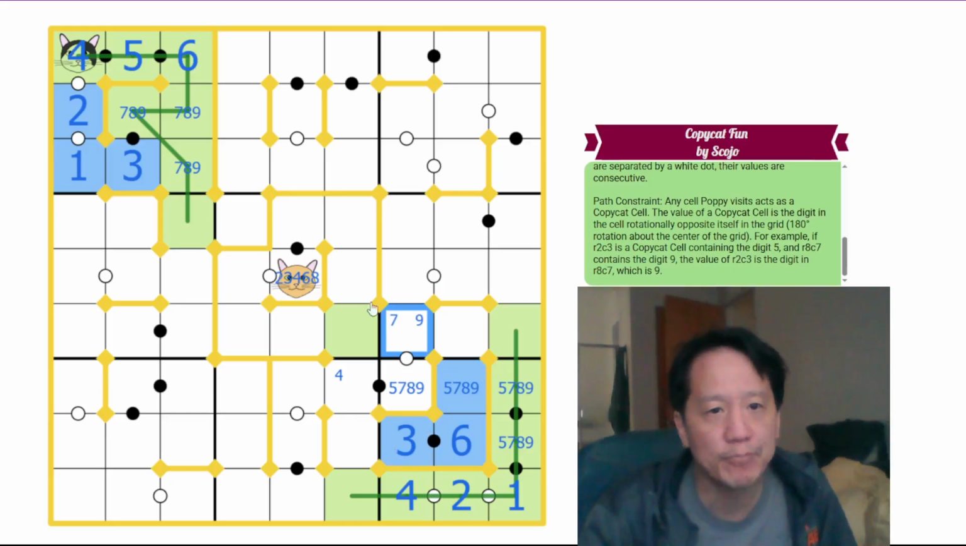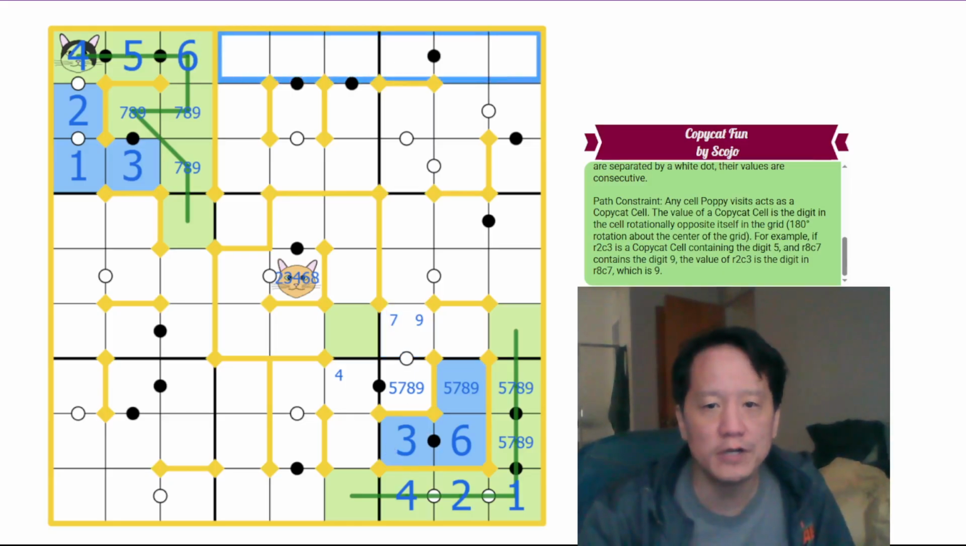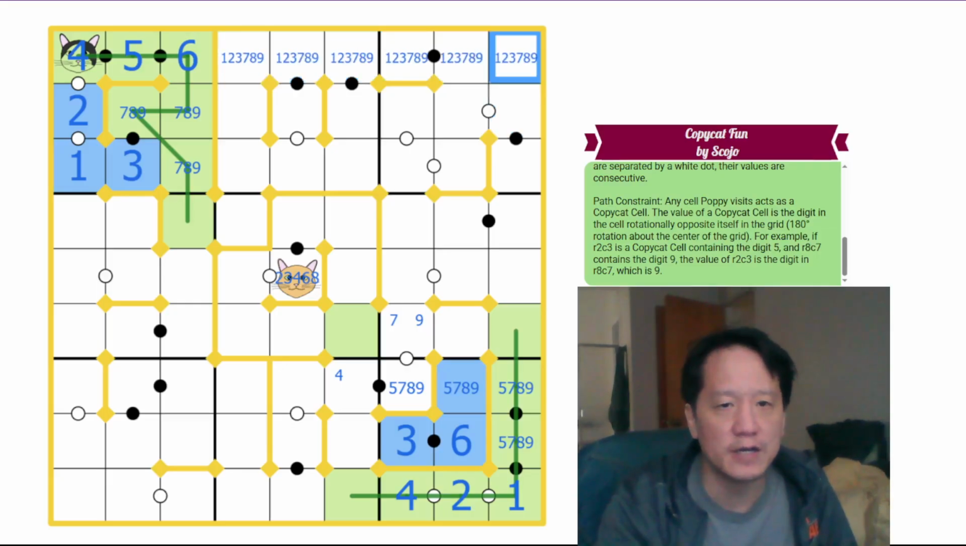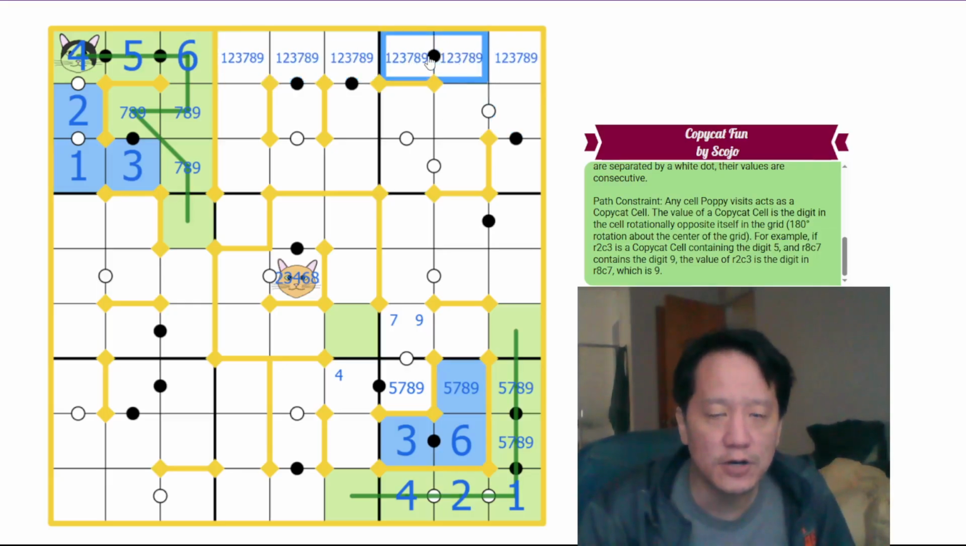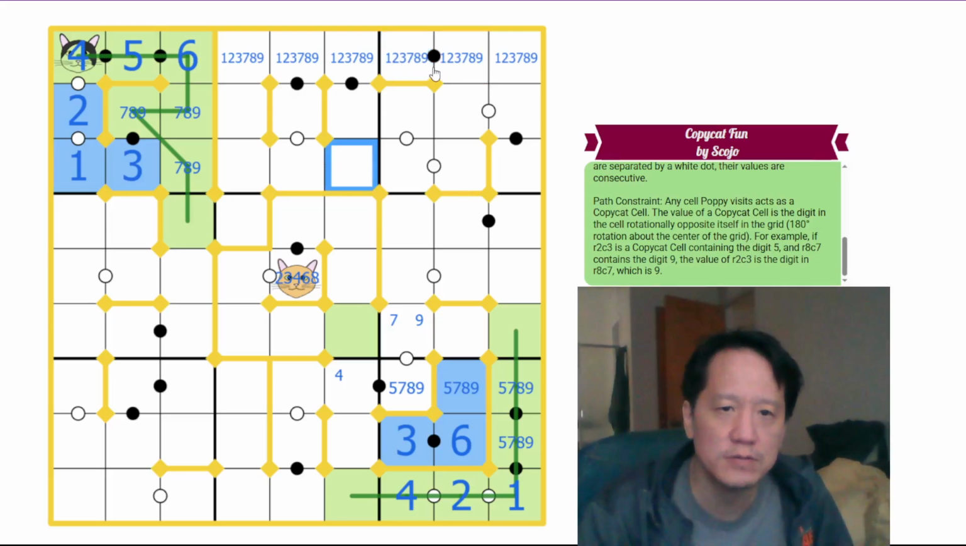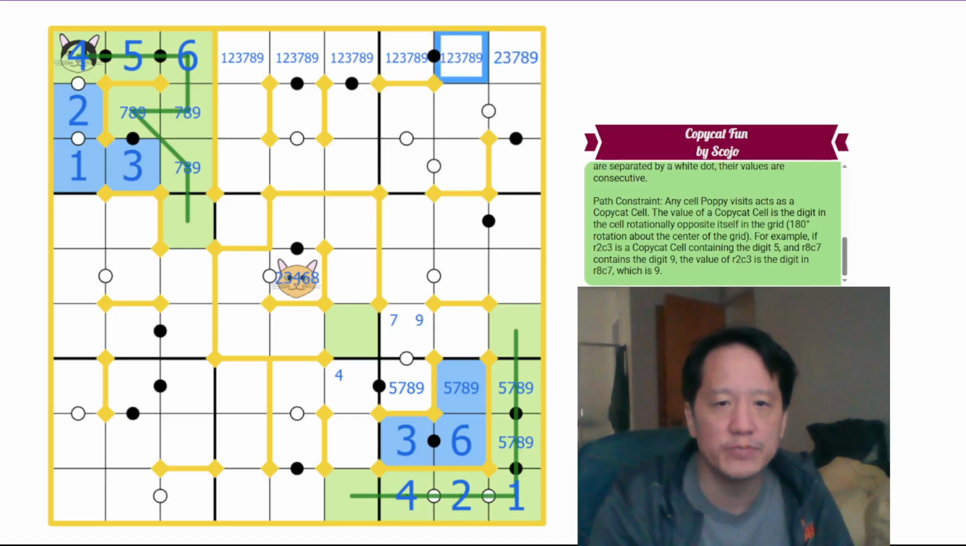Okay. Remaining digits in row 1 are 1, 2, 3, 7, 8, 9. These are never going to be in a 1... Well, it could be 1, 2. Never mind. Could be 1, 2. This can't be 1. This can't be 2. This can't be 3. Because of 1, 2, and 3 in the columns.